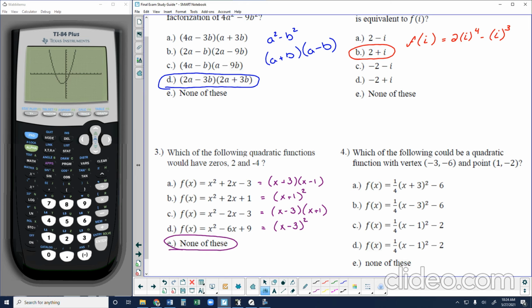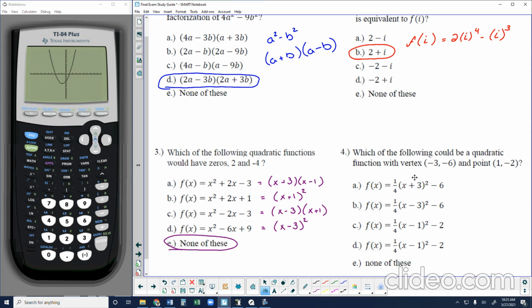In problem 4, it says, which of the following would be a quadratic function with the vertex negative 3, negative 6, and a point 1, negative 2? There are a couple of different ways that we can look at this one as well. The first thing is to remember the quadratic form for a vertex. The vertex would be a shift to the left 3 and down 6. A shift left 3 and down 6 would be represented by equation A and equation A only.